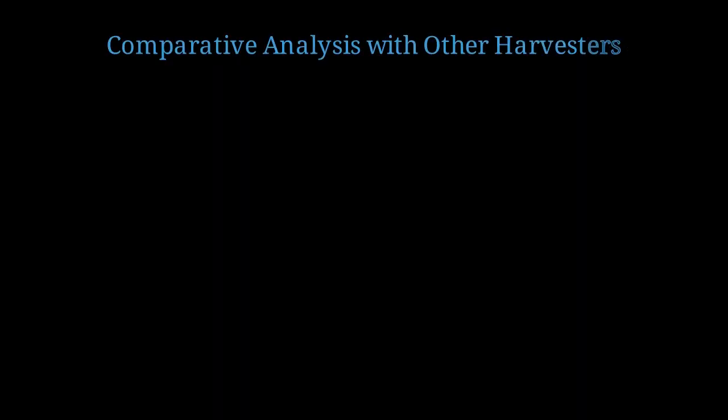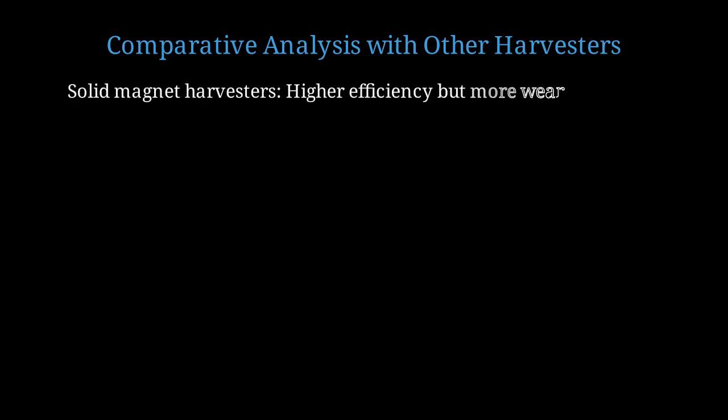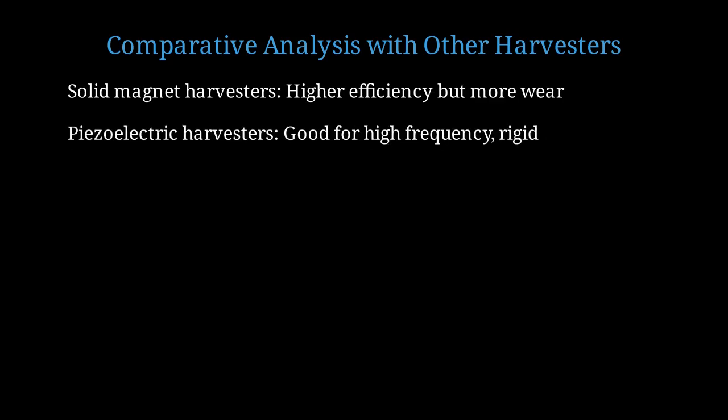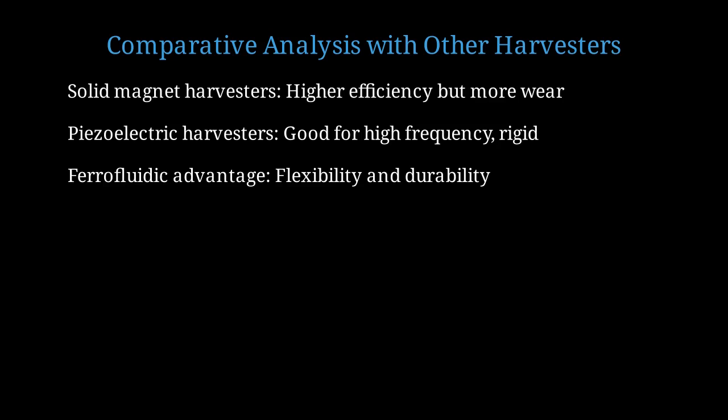Let's compare ferrofluidic harvesters with other electromagnetic energy harvesting technologies. Solid permanent magnet harvesters typically achieve higher efficiencies, around 30 to 40%, but suffer from mechanical wear and friction losses. Piezoelectric harvesters excel at high-frequency applications but are rigid and can be brittle, limiting their use in certain environments. The ferrofluidic approach offers unique advantages in flexibility, durability, and the ability to harvest from multi-directional or chaotic motion.